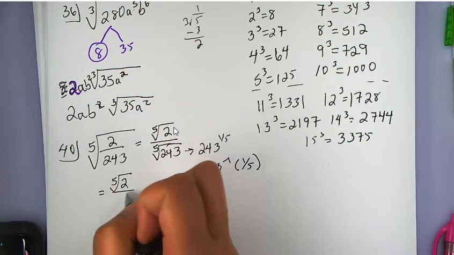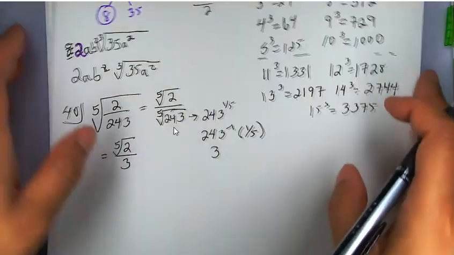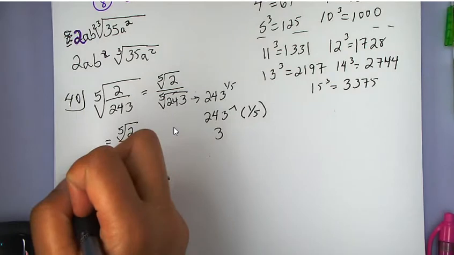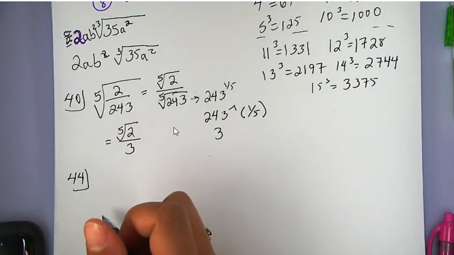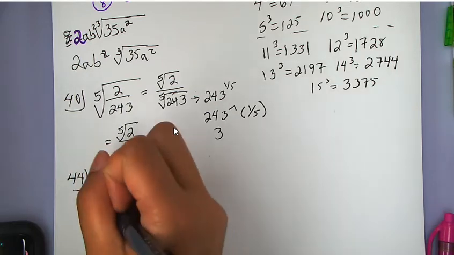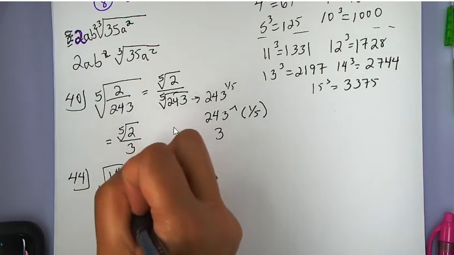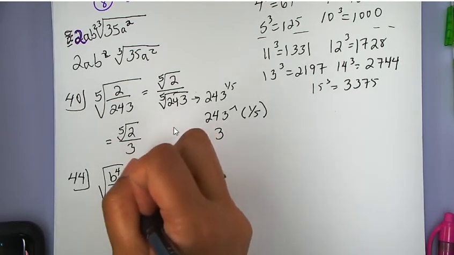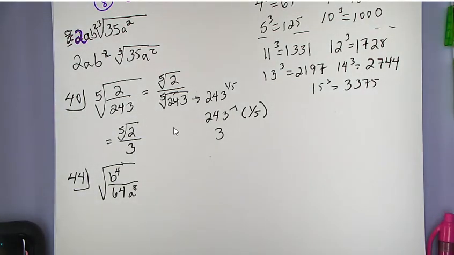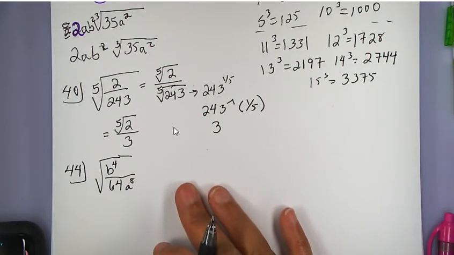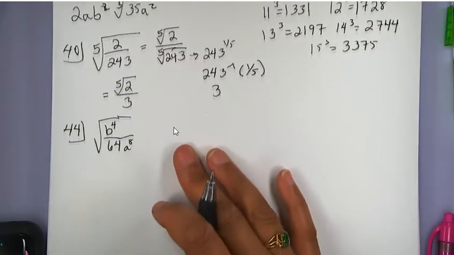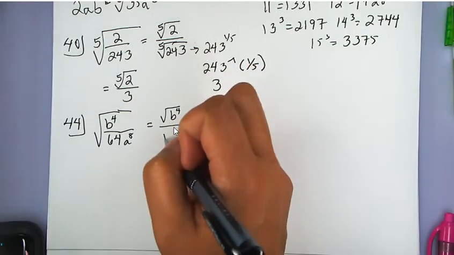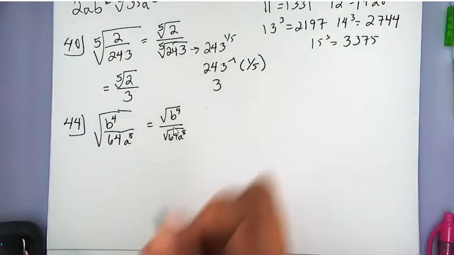So again, remember, I can break them up. I get the square root of b to the 4th over the square root of 64 a to the 8th. What's the square root of b to the 4th? Well, that's just b squared. What's the square root of 64? We know that's 8. And then the square root of a to the 8th is a to the 4th. And guess what? We're done. Remember that the index here is a 2, so 2 goes into 4 twice, and 2 goes into 8 4 times. That's how we got those answers that quickly. And remember that our book tells us that all variables represent a positive number.